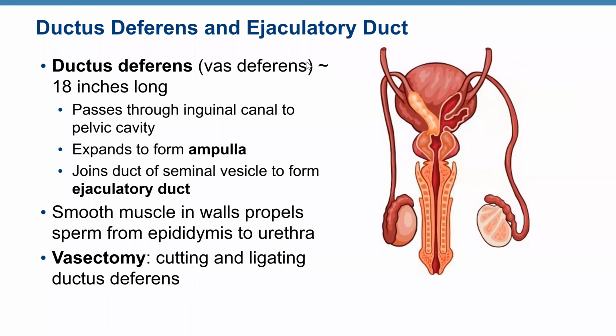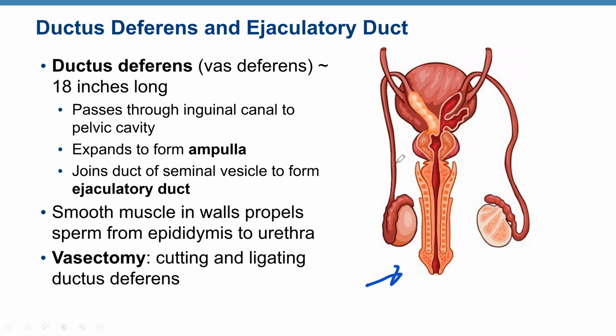So ductus deferens, or vas deferens, is 18 inches long. It passes through the inguinal canal to the pelvic cavity. So the part of the ductus deferens, sorry, it's outside of the body cavity. Then it moves up and enters the pelvic cavity. It expands to form the ampulla.